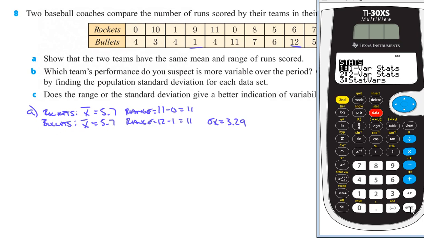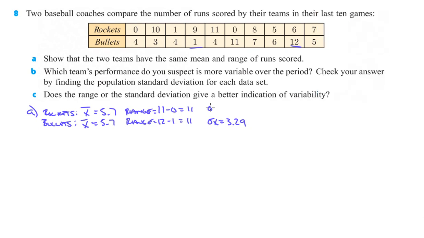So we go back, second data, 1 variable stats. We want to go back to list 1, calculate, and then go down. Standard deviation there's 3.9.